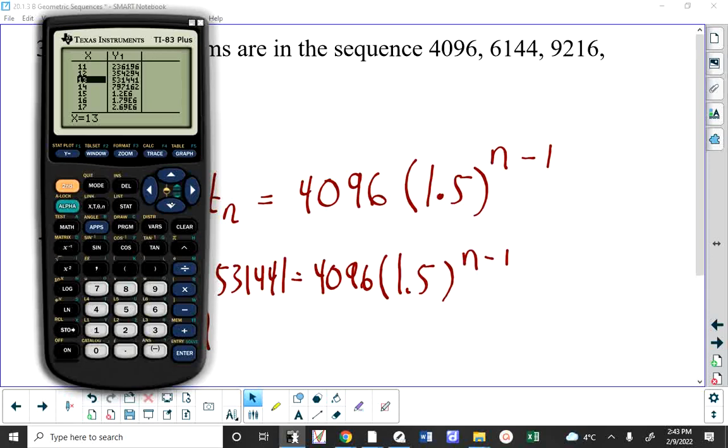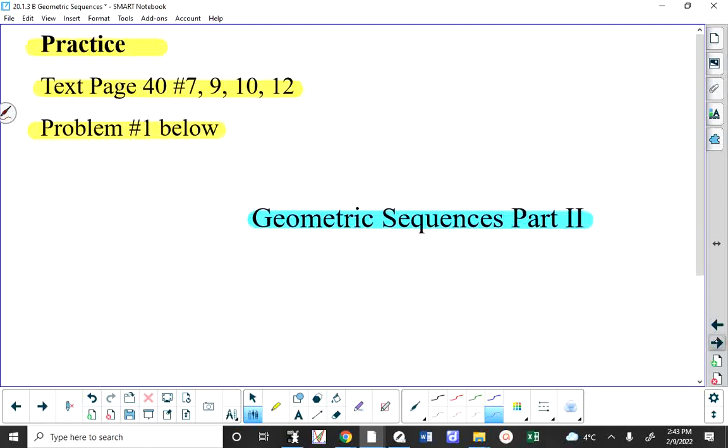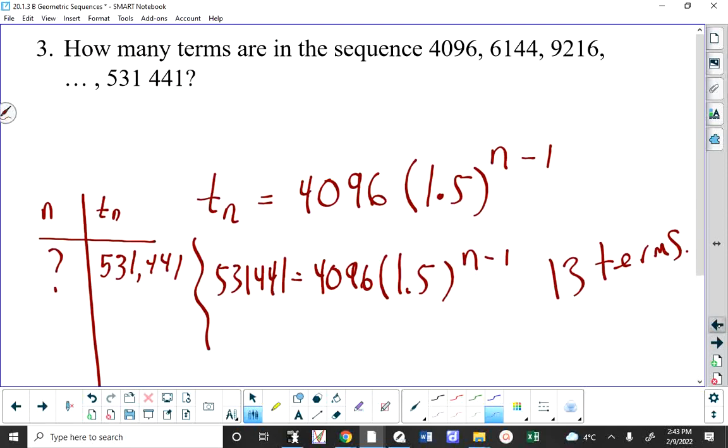It's kind of why I told you yesterday, sometimes geometric sequences are easier because you're not expected to do it algebraically, so you just poke around on your calculator until you get the answer. So there are 13 terms. Any questions with number 3? That's it? Is that it?